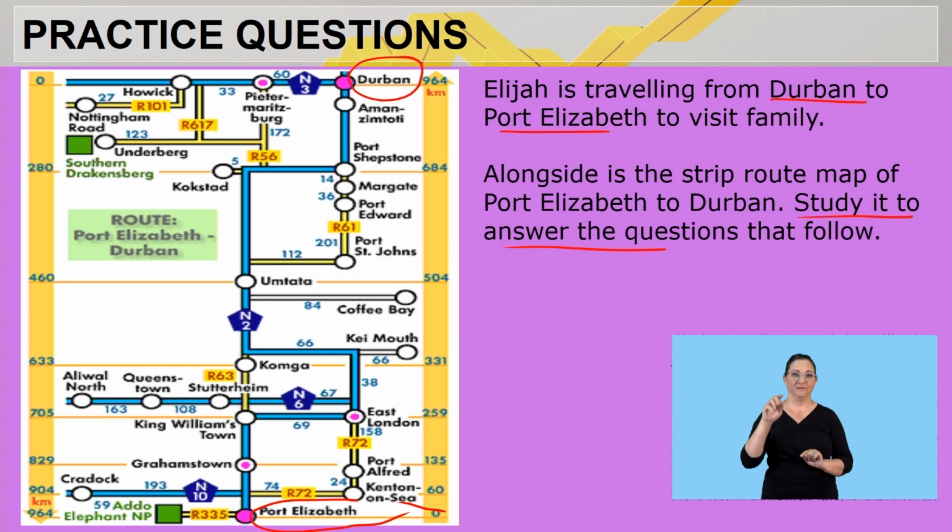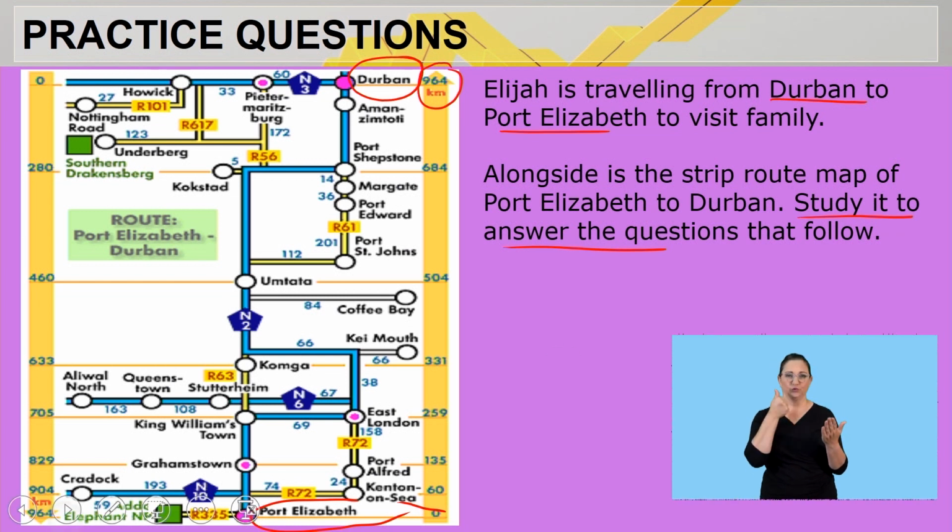Also see that the distance indicated between the places is 964 kilometers. What else do I note here? I can see a whole lot of other places, okay, on the strip route map, as well as different national roads and regional roads indicated. Other than that, we also have roads or distances indicated between places on the strip route map. Are we fine? Okay, remember it's always good practice to take our time and look at what is presented.